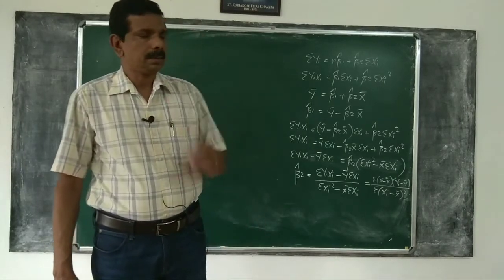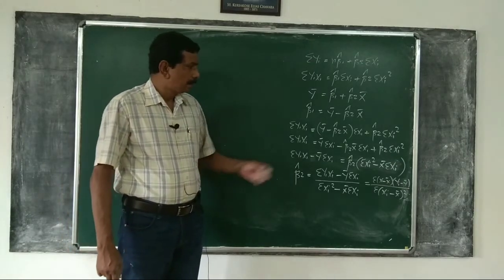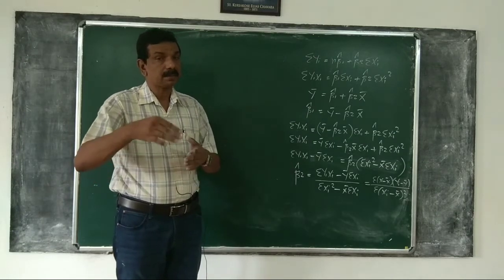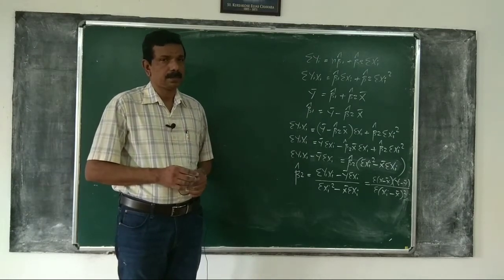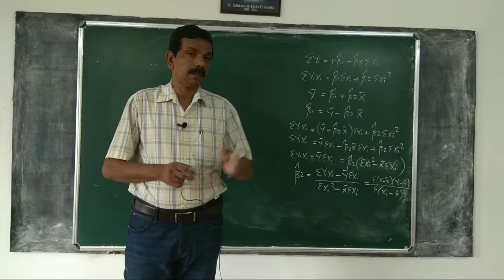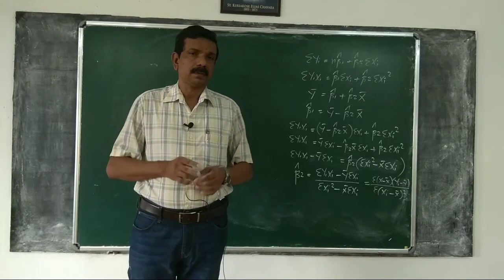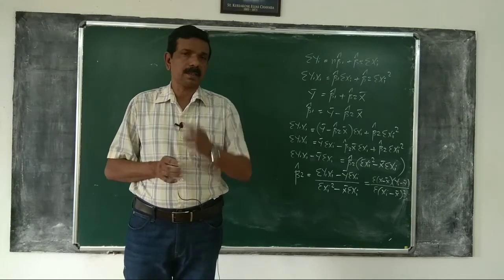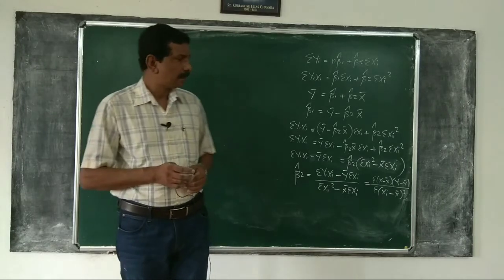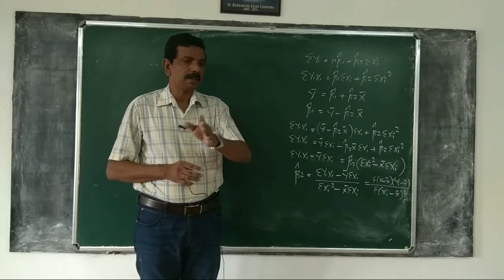Now, as I told you in the beginning, the OLS estimators are obtained by applying the first order condition for minimum. That is, sigma u hat i square is differentiated with respect to beta 1 hat and beta 2 hat, and these derivatives are equated to 0. Two normal equations are derived. Solving these normal equations simultaneously, we have beta 1 hat and beta 2 hat.